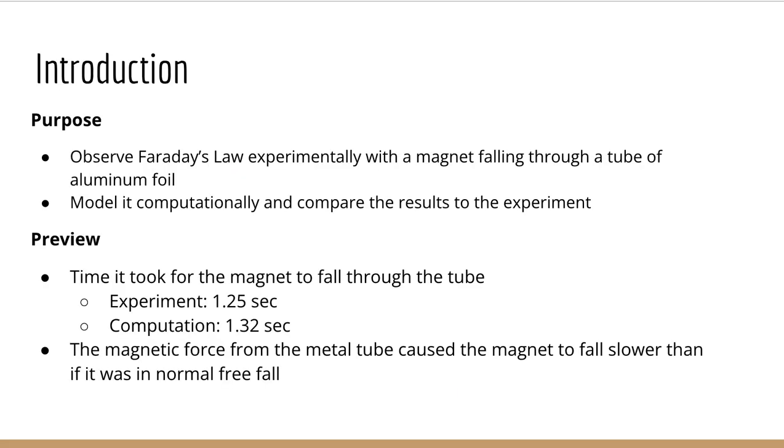So the purpose of this lab is to observe Faraday's law experimentally with a magnet falling through a tube of aluminum foil, and then we want to model it computationally and compare the results to the experiment. In a preview of the results, the time it took for the magnet to fall through the tube was 1.25 seconds, and then computationally it was 1.32 seconds. And the magnetic force from the metal tube caused the magnet to fall slower than if it was normal free fall.